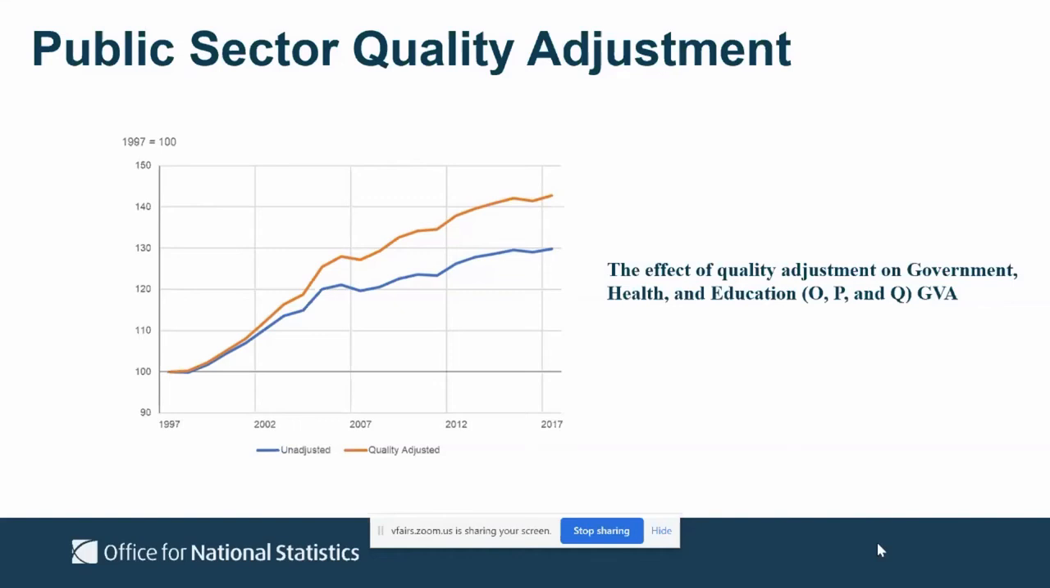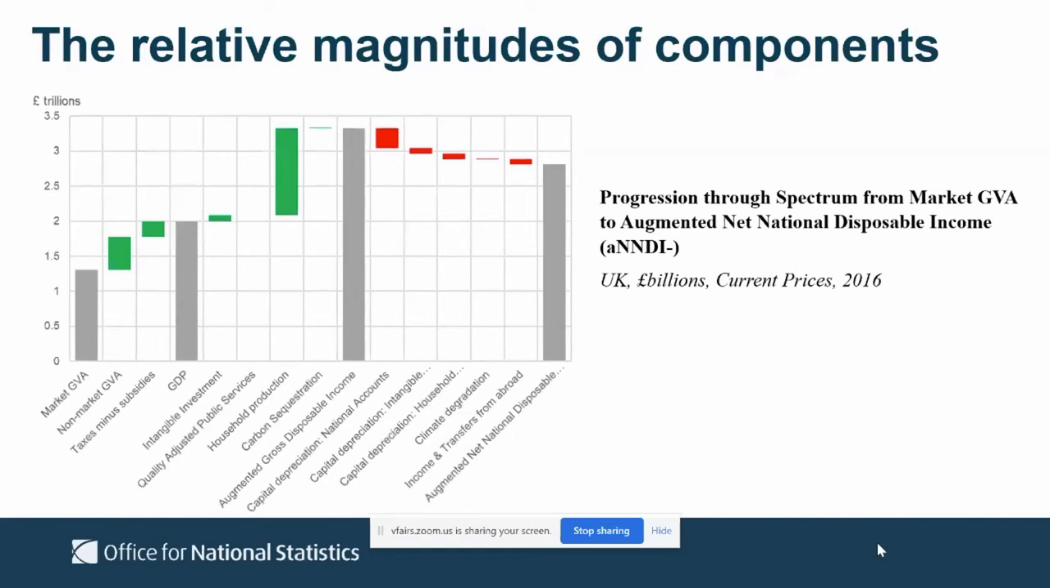You want to know what the total empiric numbers look like. So here's a snapshot just for 2016 of our augmented net national disposable income measure, which shows you how we would add various measures together. So you can see there the very significant difference between the second grey bar, GDP, and the third grey bar from the left, gross disposable income, our new measure which captures household unpaid work, intangible investment, carbon sequestration.